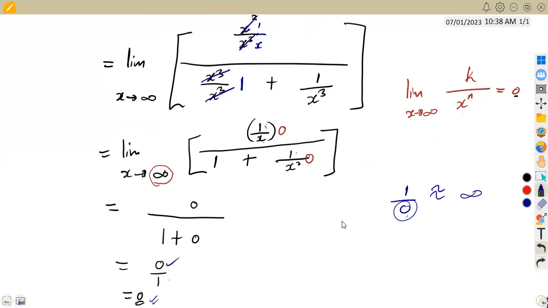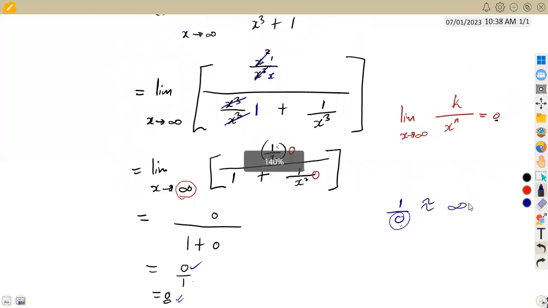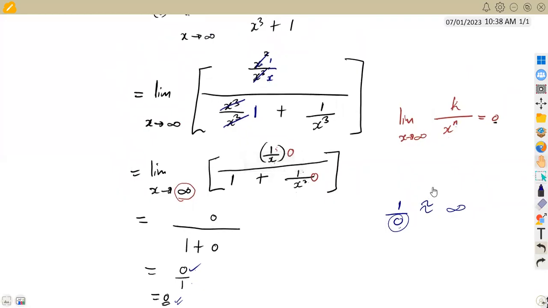Even on your calculator, you can simplify this and you see that it gives you a 0. But if you simplify 1 over 0 on your calculator, it will give you a maths error to show that it is not exact.